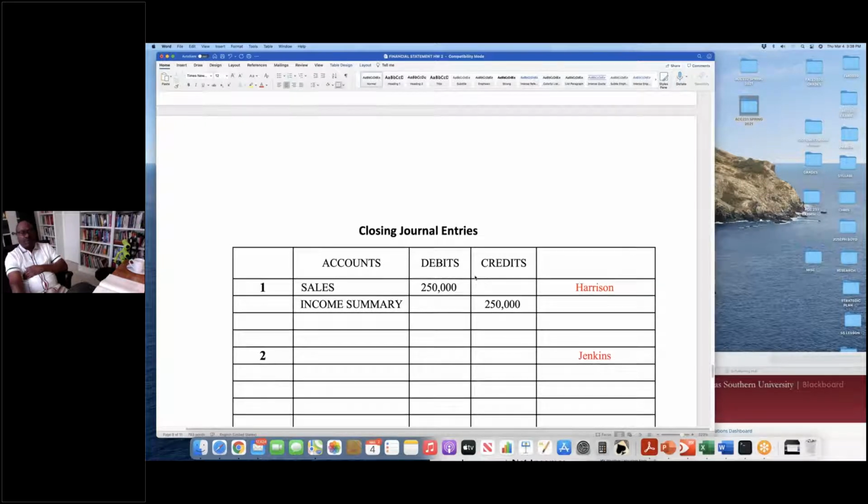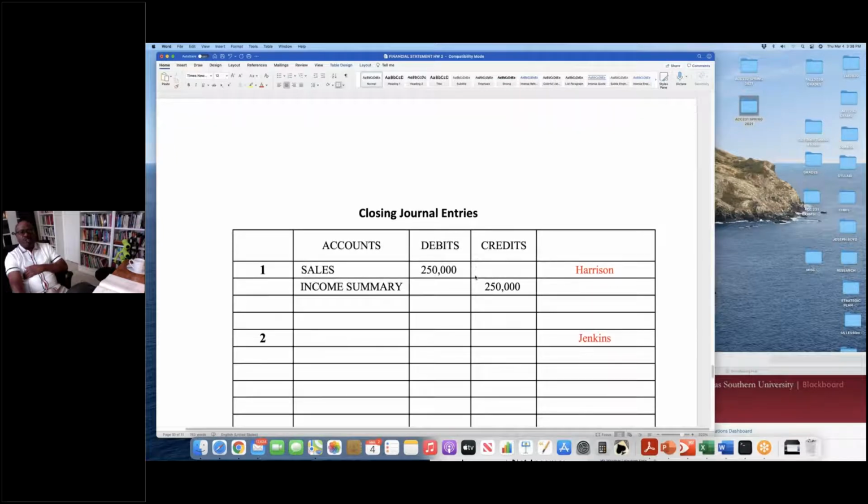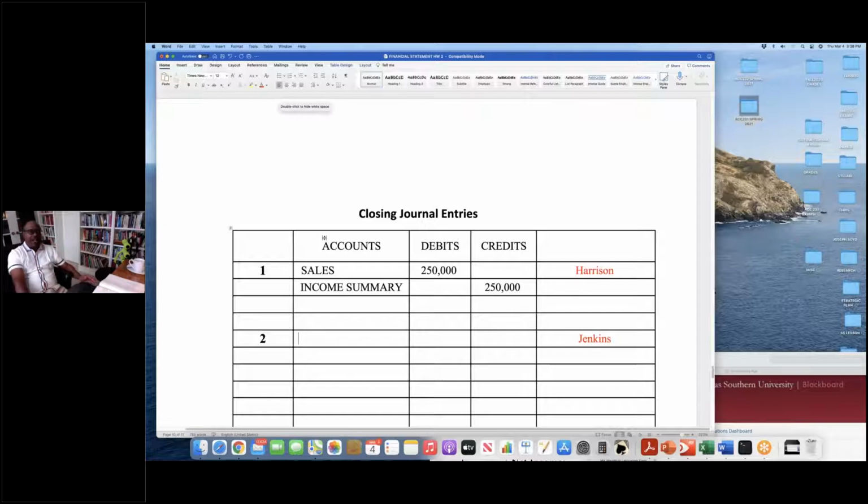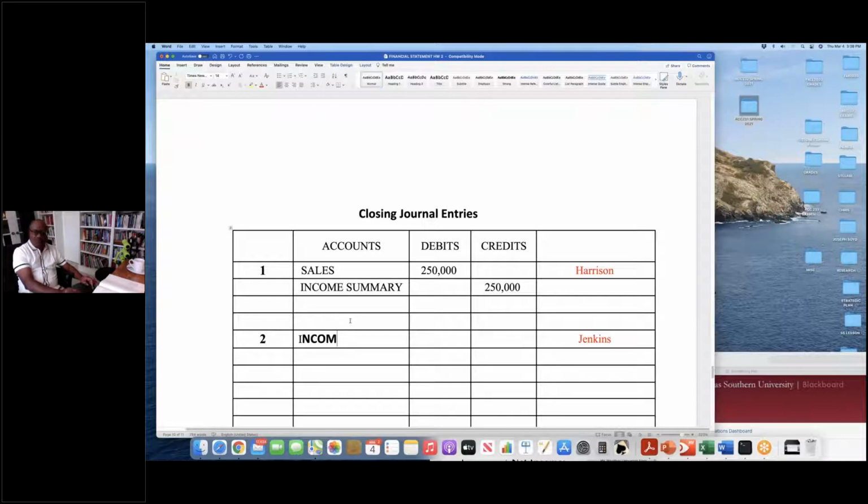Closing entry number 2. Oh, I'm still lost. I ain't gonna lie to you. Okay. So let's see if we can get there. Did you want me to do it? The second one is for the expenses, right? That's correct. Oh, I think I can do this one.